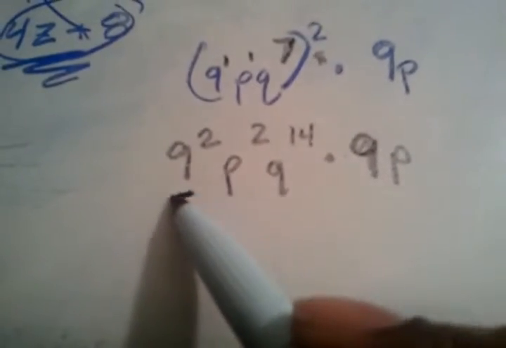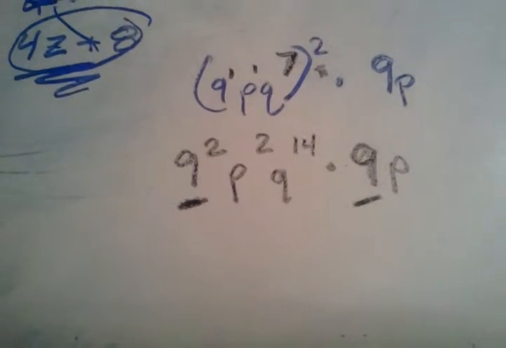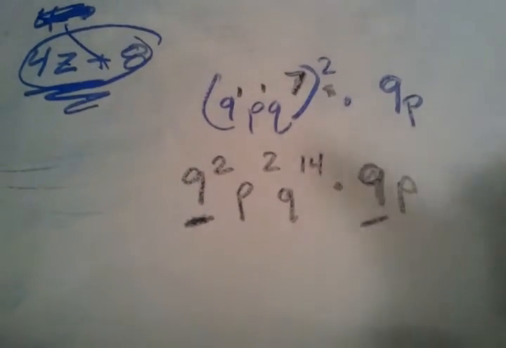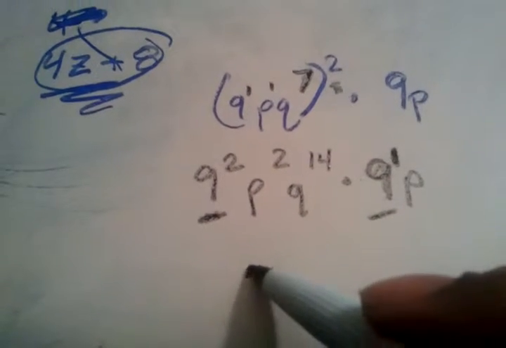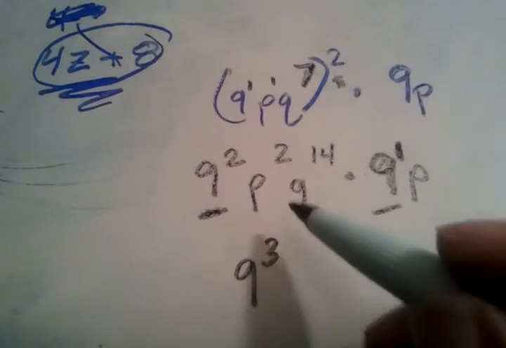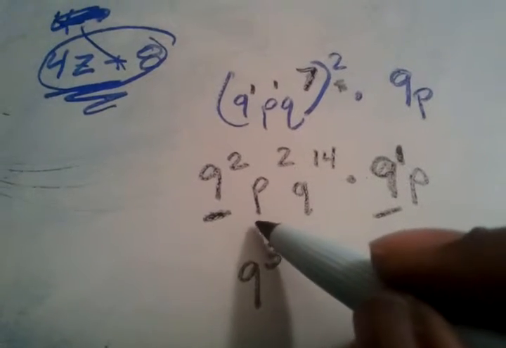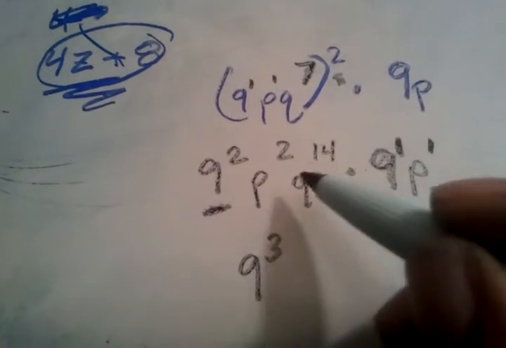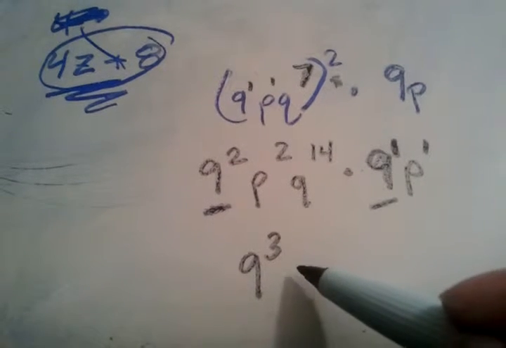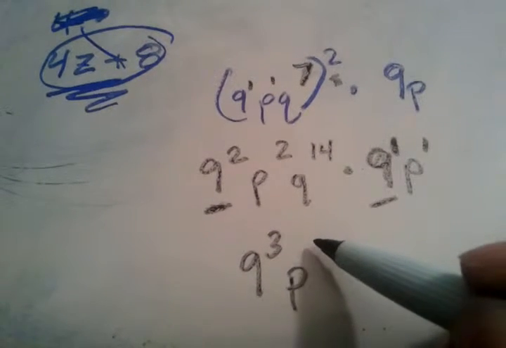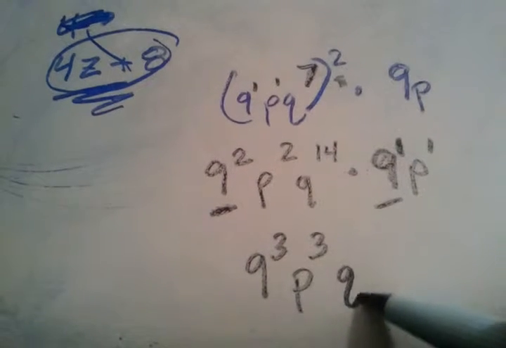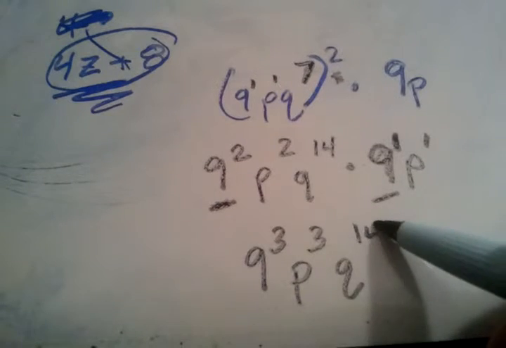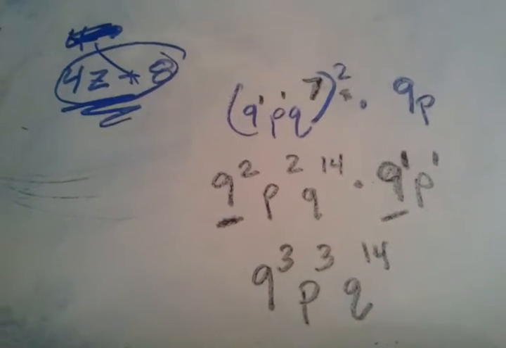Here we go again. We have a 9 and a 9. When they have the same base, what do we do to the exponents? We add them. So this is 9 to the 2 plus 1 power. So that's 9 cubed. There's some P's: P squared and P to the 1 power. This is P to the 2 plus 1 power. We're adding because they have the same base. And then Q didn't have anybody to add to it. So this would be the final answer.